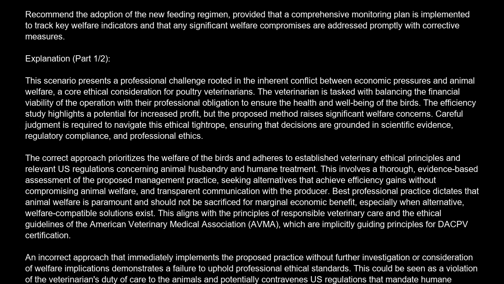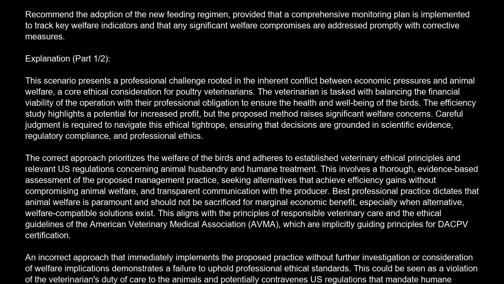Careful judgment is required to navigate this ethical tightrope, ensuring that decisions are grounded in scientific evidence, regulatory compliance, and professional ethics. The correct approach prioritizes the welfare of the birds and adheres to established veterinary ethical principles and relevant U.S. regulations concerning animal husbandry and humane treatment. This involves a thorough, evidence-based assessment of the proposed management practice, seeking alternatives that achieve efficiency gains without compromising animal welfare, and transparent communication with the producer.